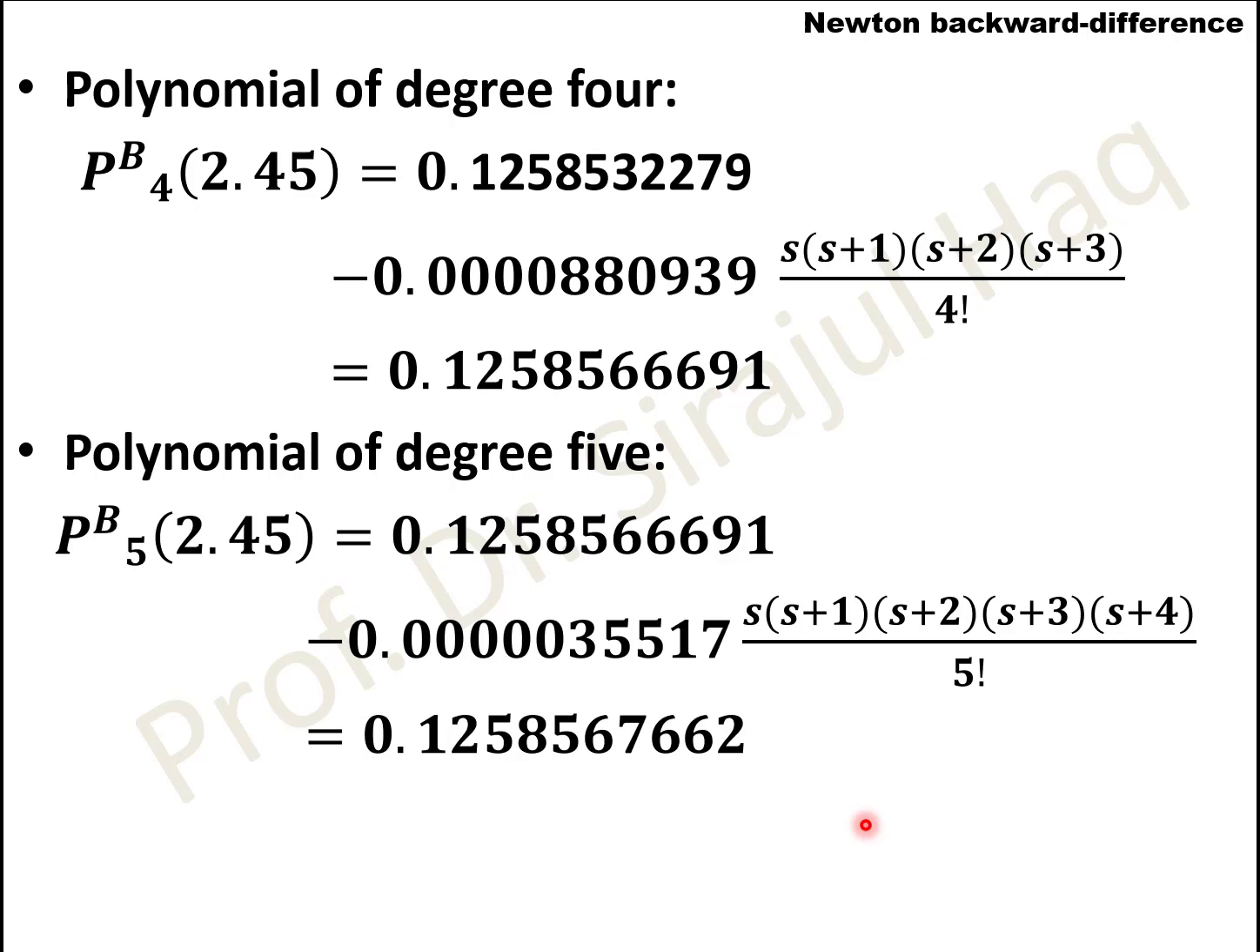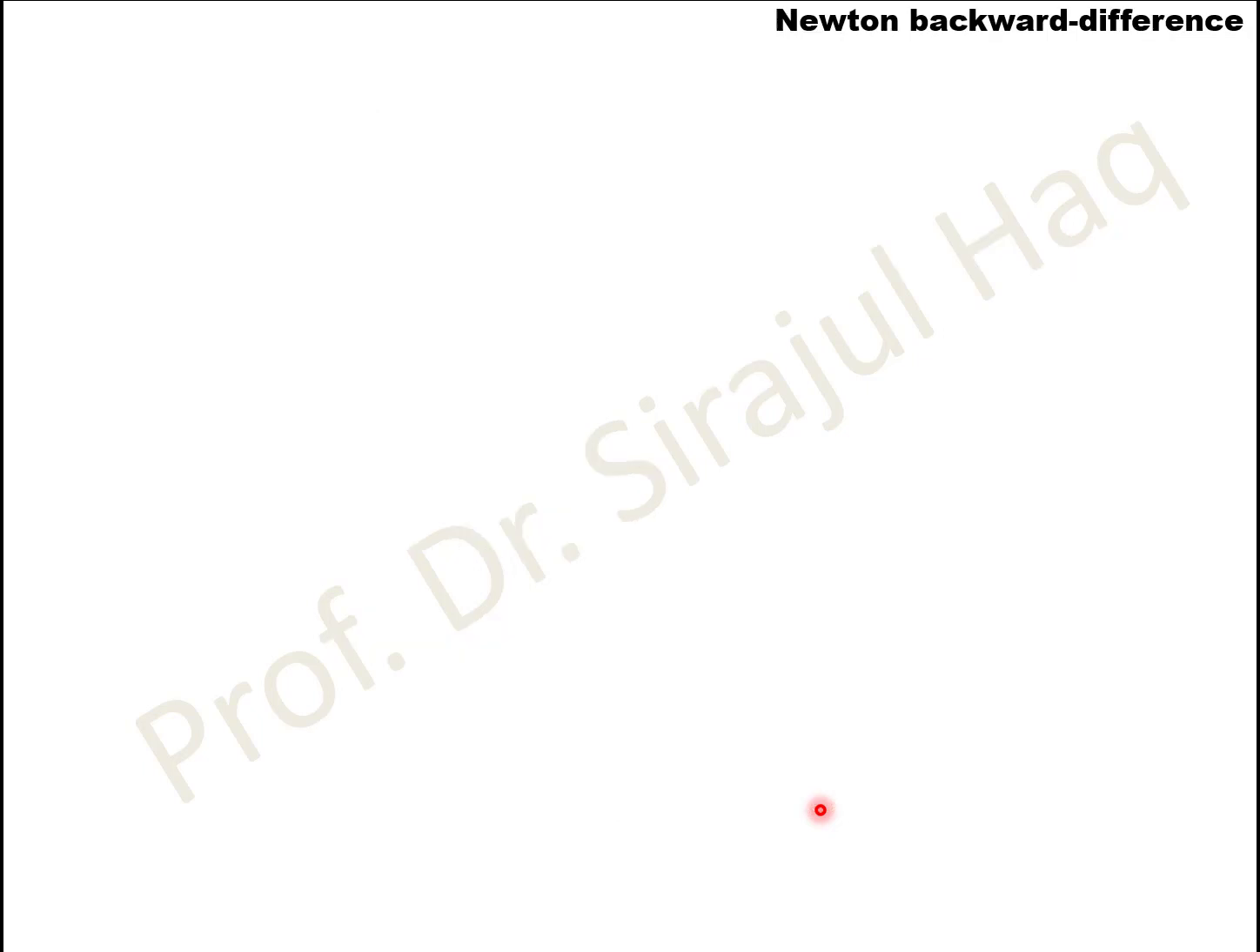Again, I will say that when we are increasing the degree of the polynomial, accuracy is increasing. You can see that in different polynomials you are getting different answers, but that's because of the polynomials. In this case, we are expecting that our error will be small as compared to the rest of the polynomials. This is the end of one example. Let me go to another example.